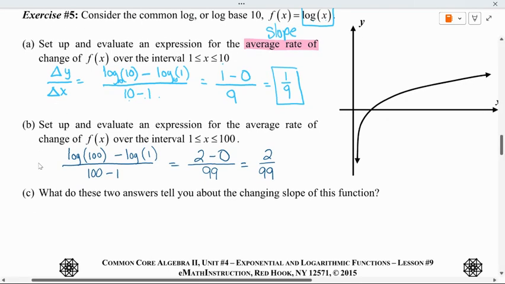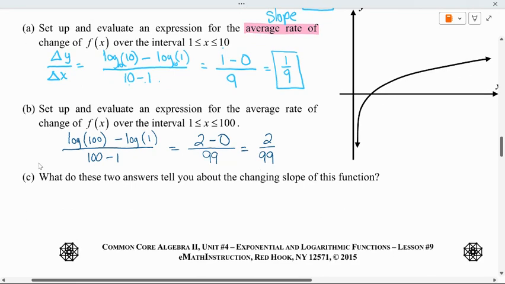Is the rate of change increasing drastically? Is it growing really rapidly? Is it going to have a nice slant, or is it kind of leveling off? What do you think? What's happening to the slope? Is 1/9 bigger or smaller than 2 over 99? It's bigger. 1/9 is much bigger. 1/9 is the decimal 0.11. What is 2 divided by 99 as a decimal?